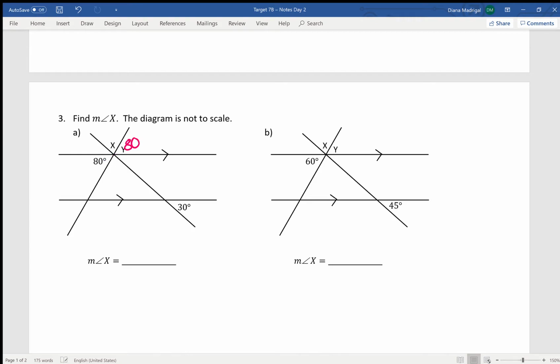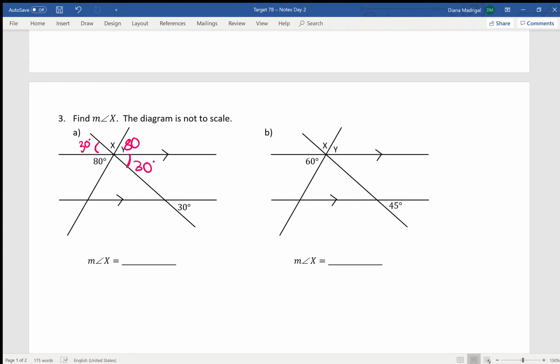All right, cool. Next, 30. Well, 30, I could see. What else can be 30? Well, I know this could be 30 because those are corresponding angles. And I also know that this could be 30 because that is vertical angles.